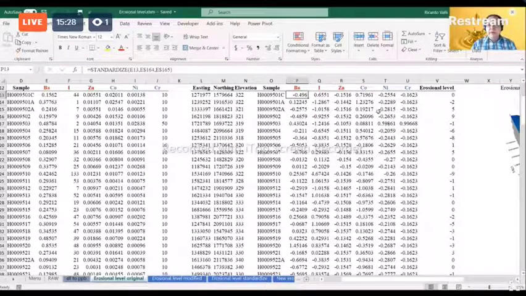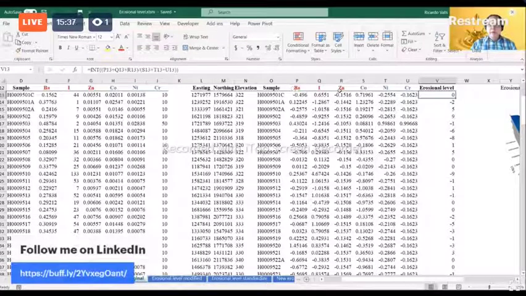Once you have all your values standardized, then you determine the erosional level. And the erosional level is the sum of all the supra divided by the sum of all the infra. And I added a formula for the integral part. I'm only interested in the first digit. I'm not interested in the decimals. So this way I get this series of values.